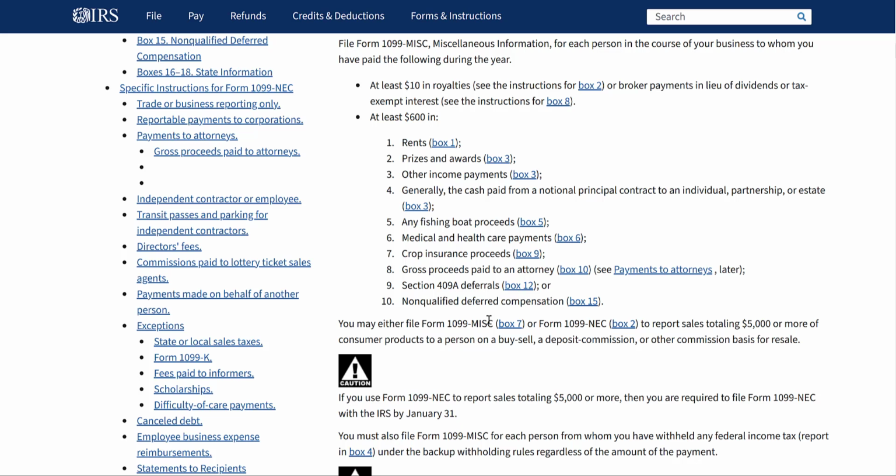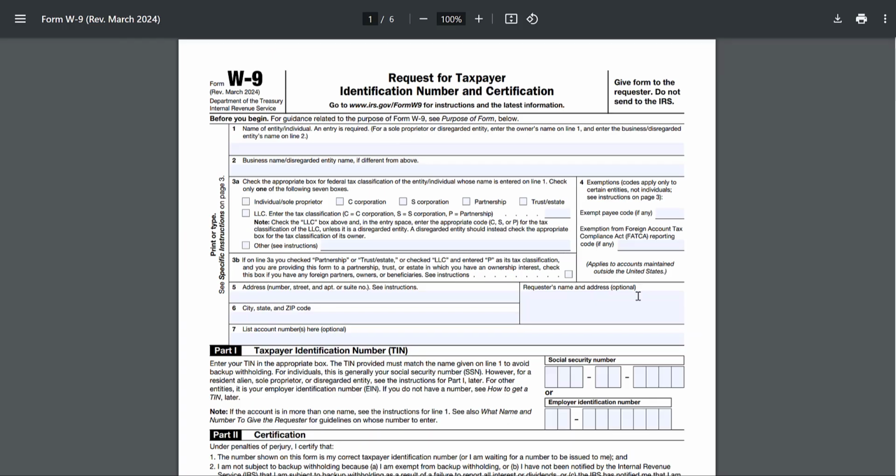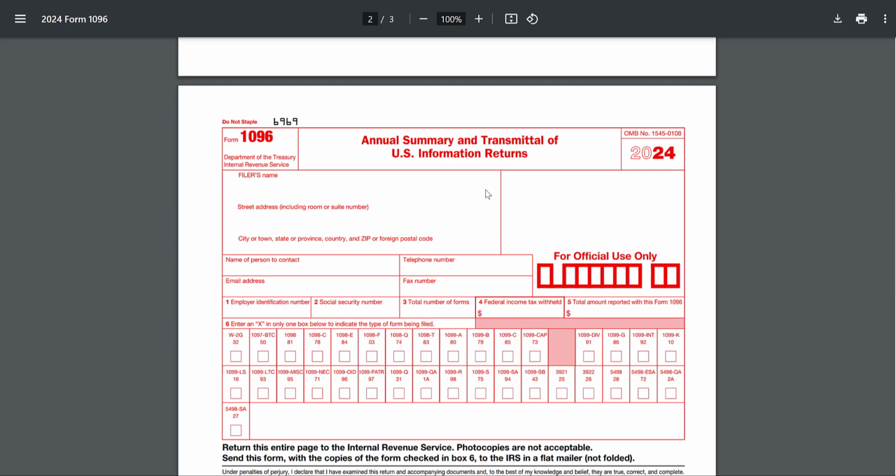All 1099s need to go to the IRS with a Form 1096. Right here. If you are sending it electronically through a 1099 system, they automatically prepare the 1096 for you, okay?